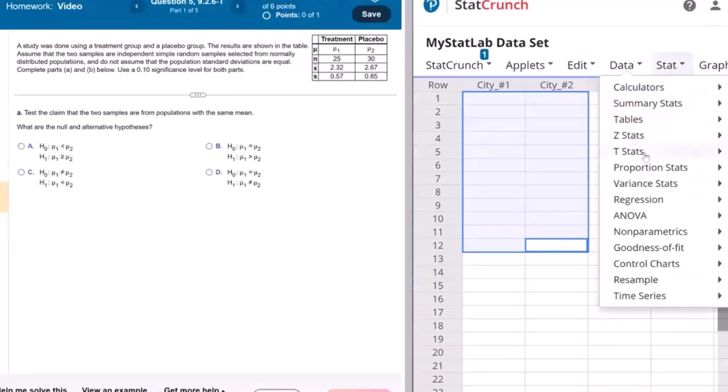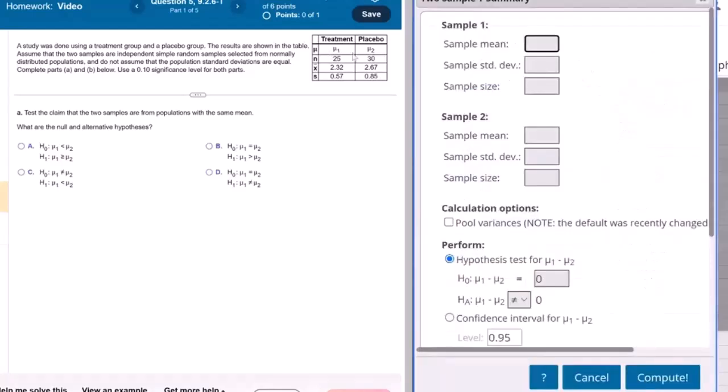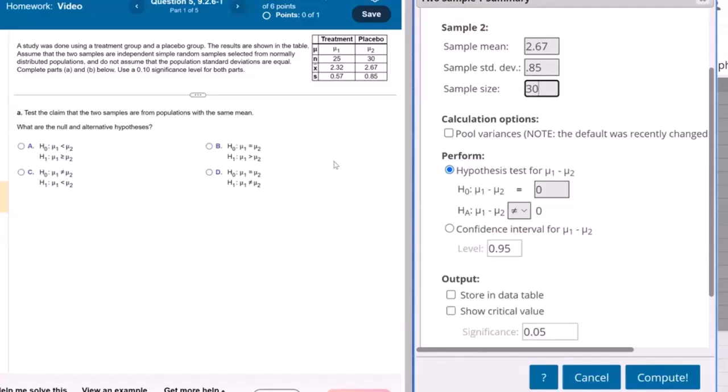Stat, T-stat, two sample with summary, because they're only giving me summary data here. My mean is 2.32. My standard deviation is 0.57, and my sample size is 25. For sample 2, my X bar is 2.67. My standard deviation is 0.85, and my sample size is 30. We are not pooling. I didn't get the null and alternative hypothesis.